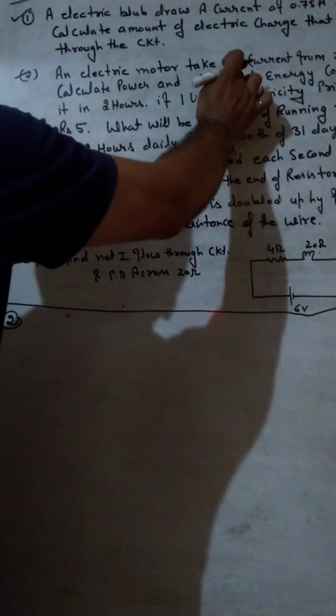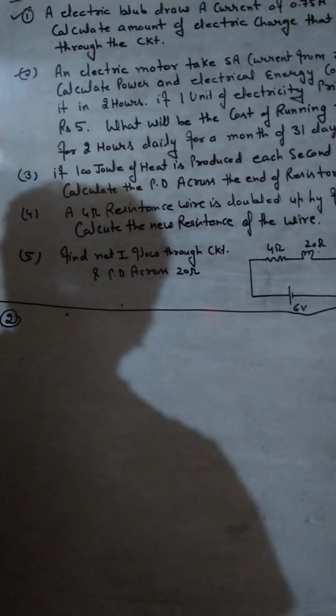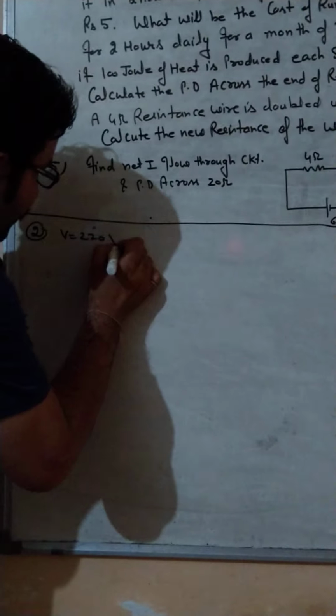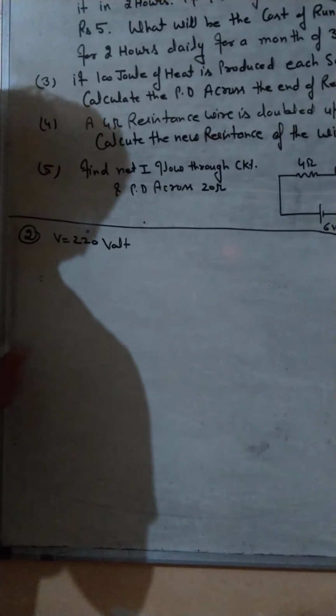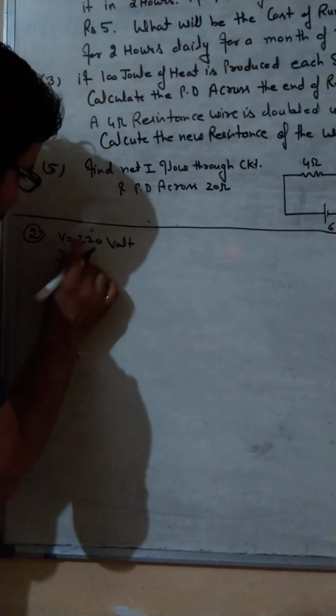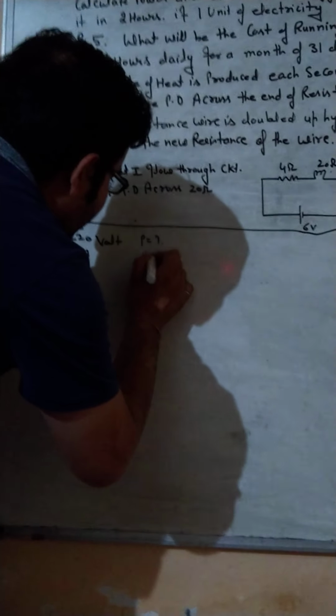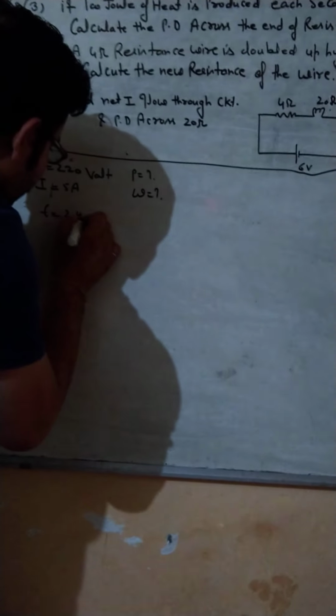In the second numerical, there is an electric motor that draws 5 ampere current from a 220 volt line. That means we have voltage 220 volt and a current of 5 ampere. Calculate power and electrical energy. We have to find P as well as W. And there is a time consumed of 2 hours. There is a time also available, that is 2 hours.